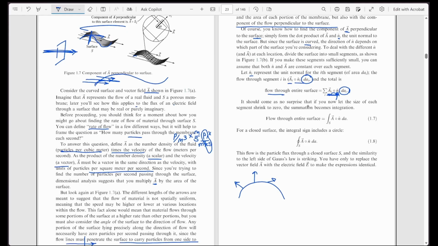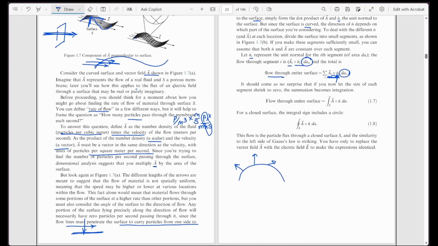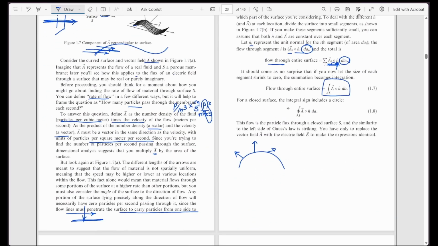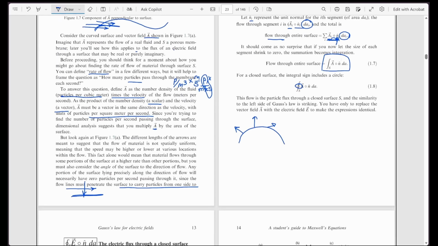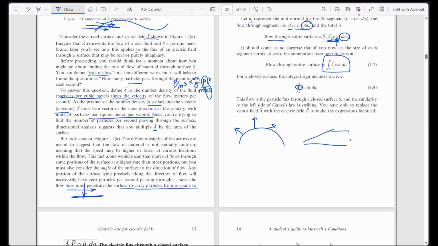It should come as no surprise that if we now let the sides of each segment shrink to 0, the summation becomes an integration. That's what we just said like 2 minutes ago. For a closed surface, the integral sign includes a circle just to tell us that it's a closed surface, not an open one. So this is an open surface. We could go from one side to the other, but this is a closed surface.